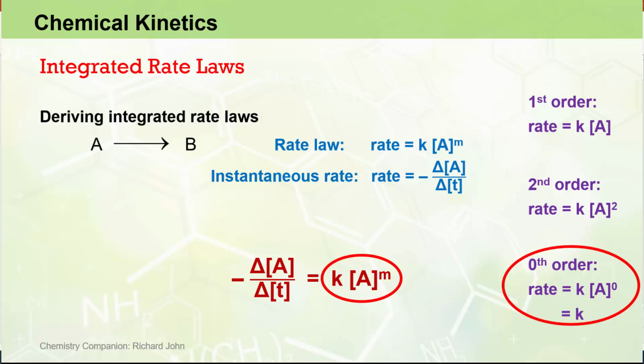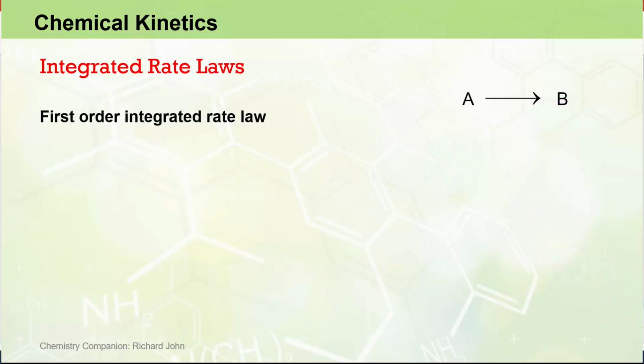So what we'll do is now consider all three of these cases, one at a time, starting with the first order case, where the right-hand side of the equation is equal to the rate constant k times the concentration of A raised to the power of 1, which does not need to be written.